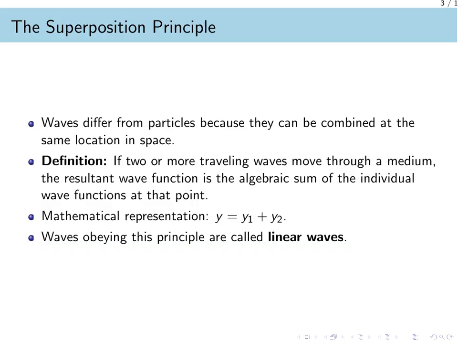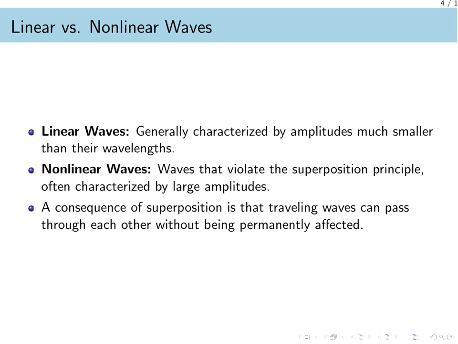Waves that follow this additive rule are referred to as linear waves. Linear waves are typically identified by having amplitudes that are much smaller than their wavelengths. In contrast, nonlinear waves have large amplitudes that violate the superposition principle. An important result of this principle for linear waves is that traveling waves can pass directly through each other without being permanently changed. Just like ripples on a pond, the individual pulses maintain their original shapes and properties after they have moved past the point of intersection.